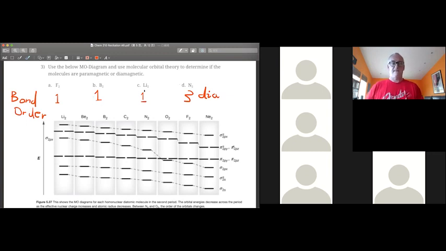So oxygen in your case would be paramagnetic? Yep. I see. Yeah, because the additional 2 electrons that it has over nitrogen both go into sigma star PY and sigma star PZ. And so they're separated from each other. They're in different orbitals.